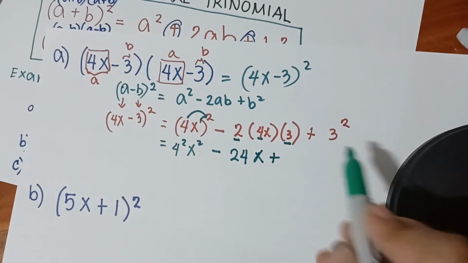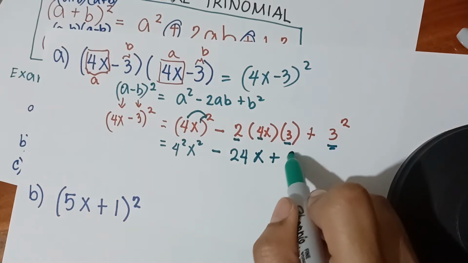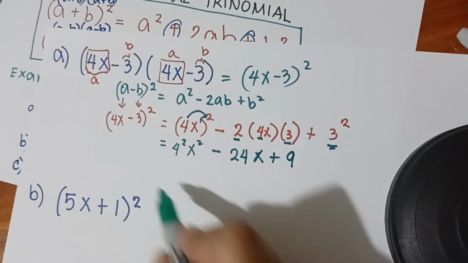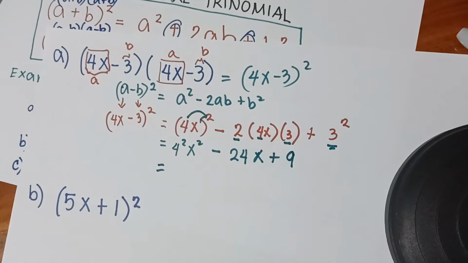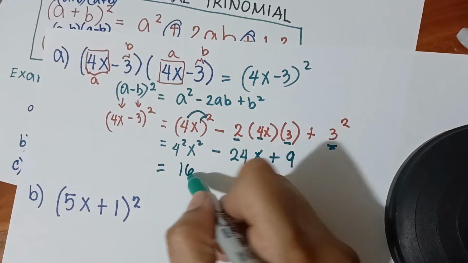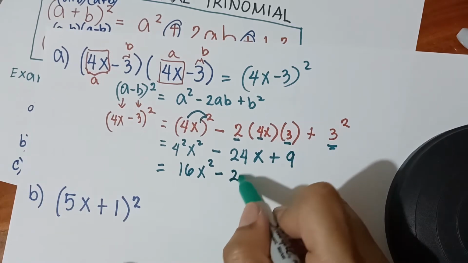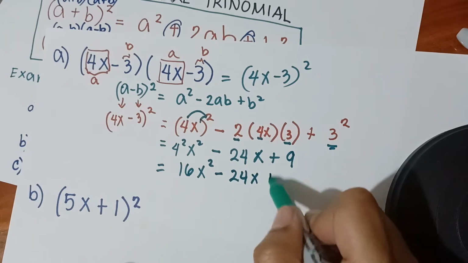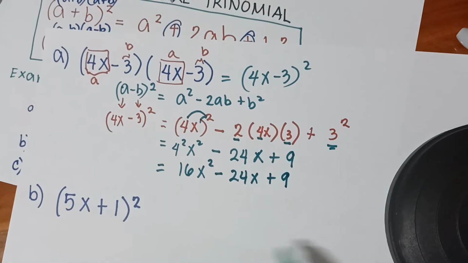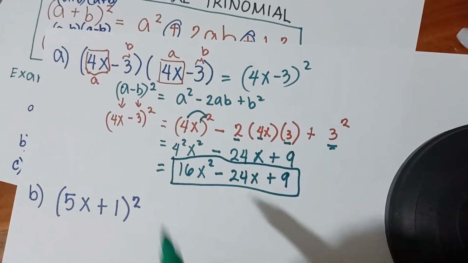Plus, 3 square is 3 times 3. That will be 9. So, to simplify it further, 4 squared will be 16, and then x squared, let's copy everything, 24x plus 9. And now, this is the answer. So, it's a perfect square trinomial.